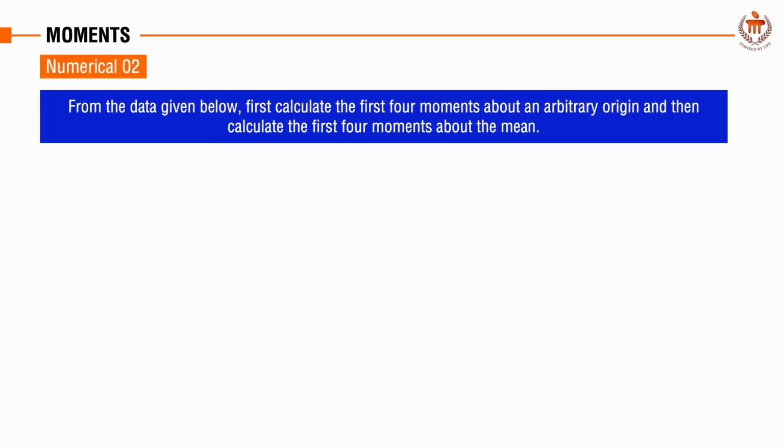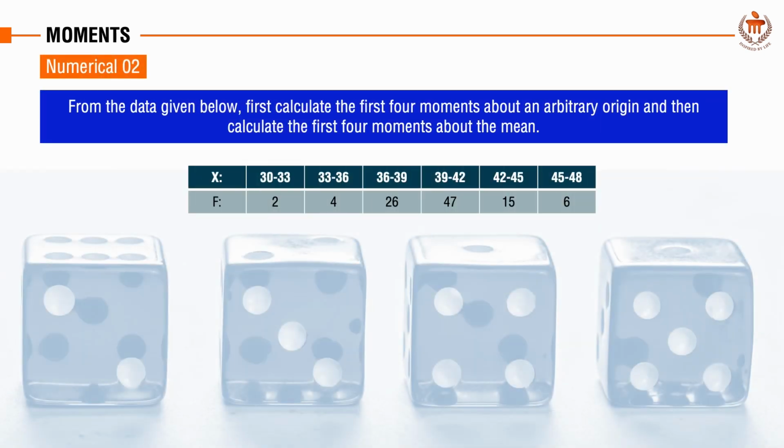In the previous numerical, we calculated the moments for raw data. But if we get a class interval with frequency, then how will we find the mean? How will we find the moments? Let's see with an example.